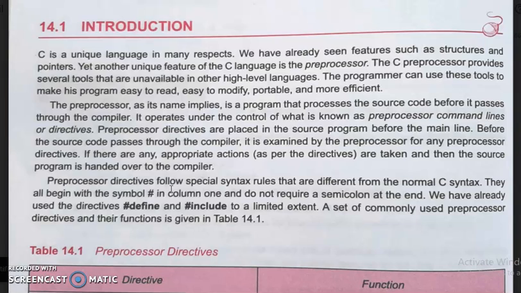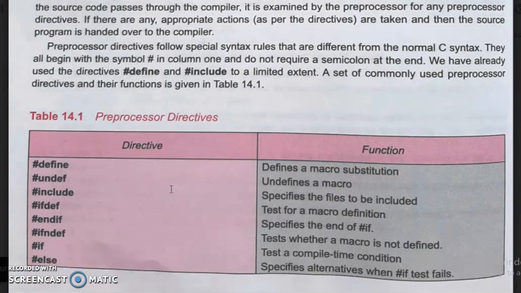We already used the directives hash define and hash include to a limited extent. A set of commonly used preprocessor directives and their functions are given here. Hash define defines a macro substitution. Hash undef undefines a macro. Hash include specifies the file to be included. Hash ifdef tests for macro definition. Hash endif specifies the end of hash if. Hash ifndef tests whether a macro is not defined. Hash if tests a compile time condition. Hash else specifies alternatives when hash if test fails.